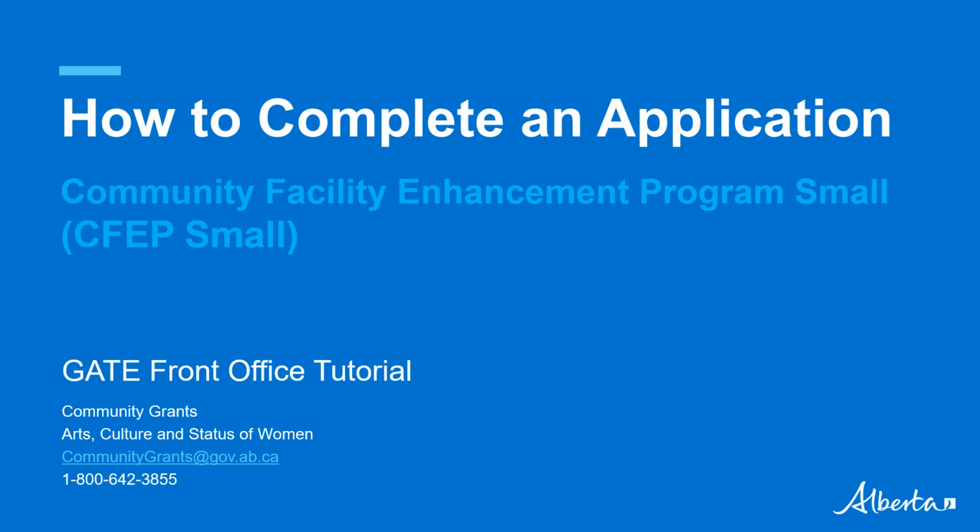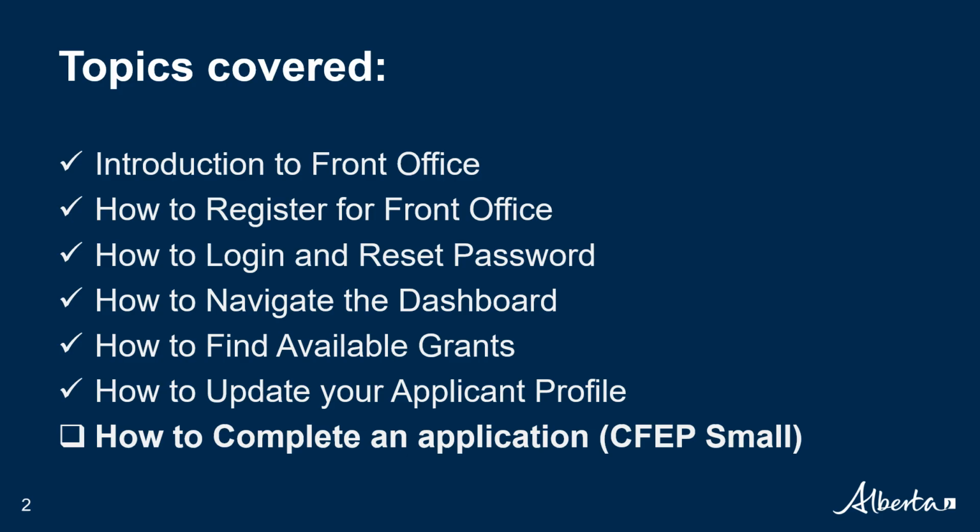Our application process has now moved to an online portal called Gate Front Office. This tutorial will show you step-by-step on how to complete an application for the Community Facility Enhancement Program Small Stream. By this point, you may already be familiar with or have completed the following. If you haven't, or if you need help, please watch our previous mini tutorial videos for guidance.